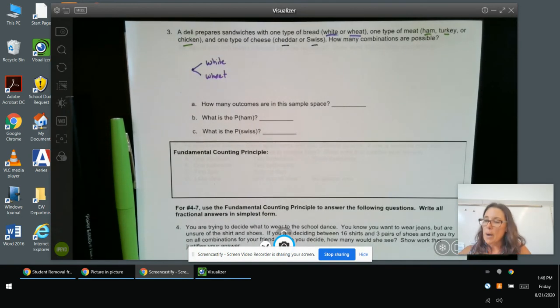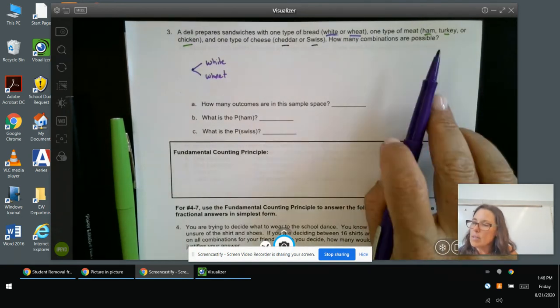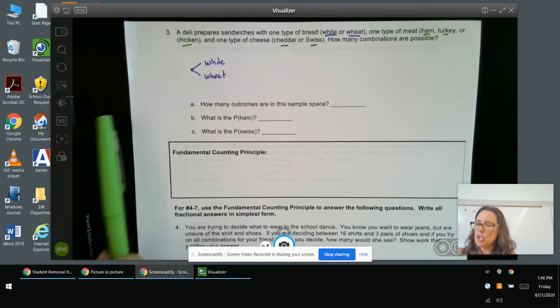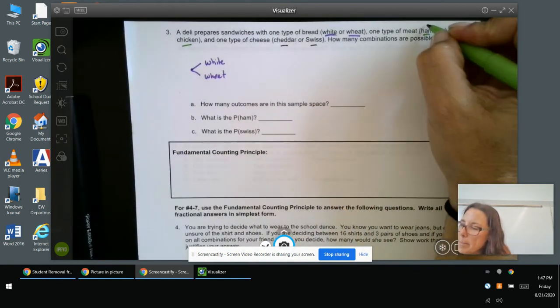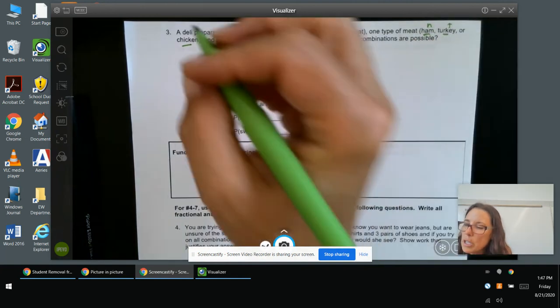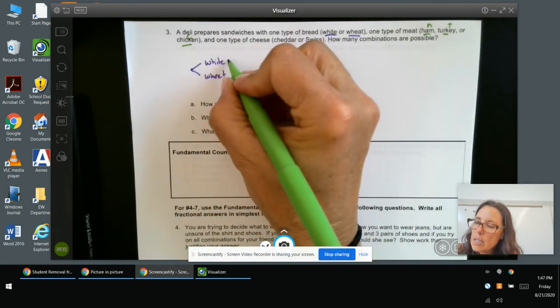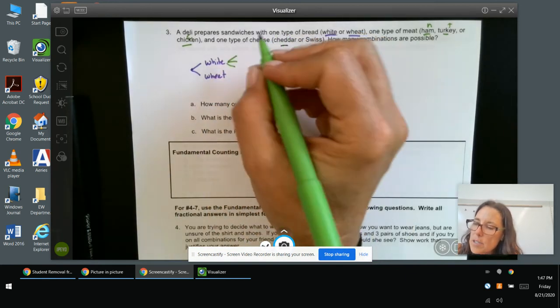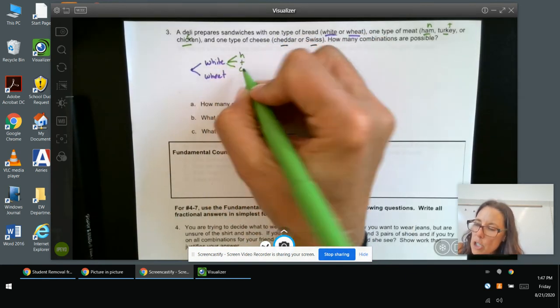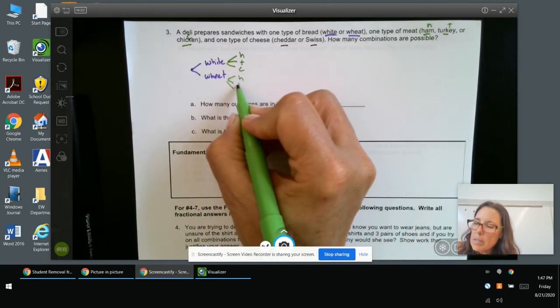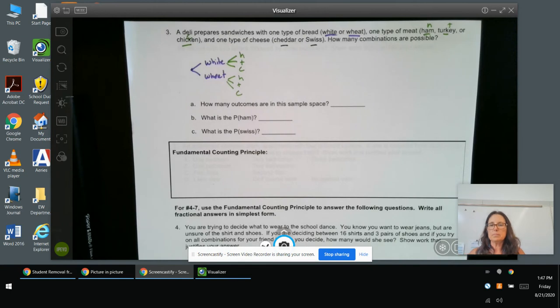Now coming off the white: ham, turkey, chicken. I'm going to use an H for ham, a T for turkey, and a C for chicken, just for a shortcut. So ham, turkey, chicken. Off the wheat bread, same thing: ham, turkey, chicken.